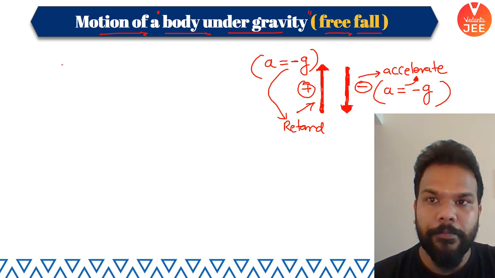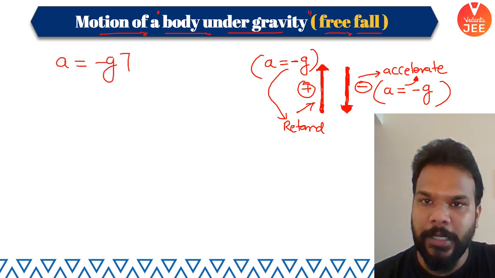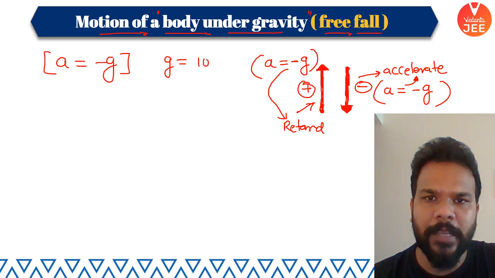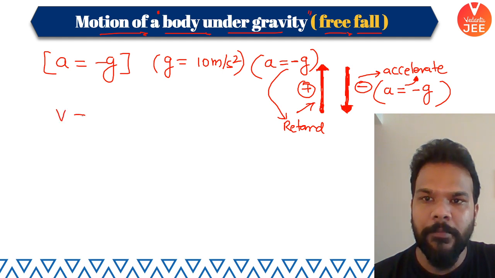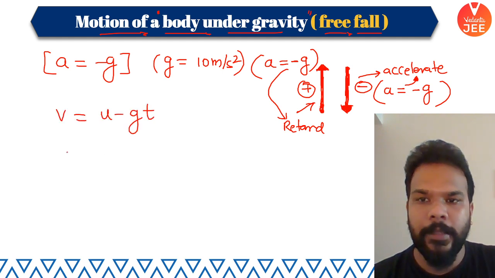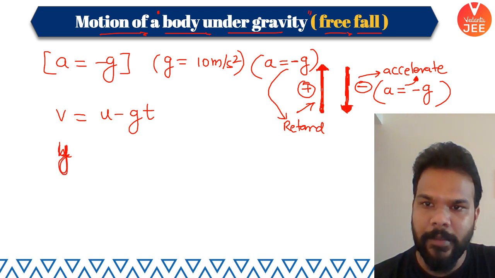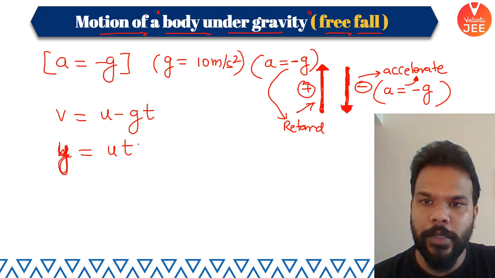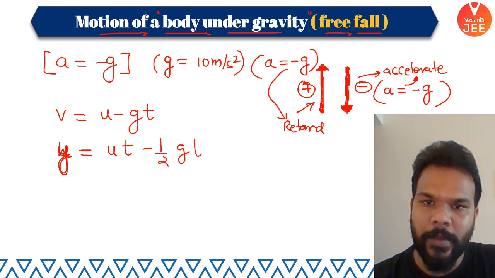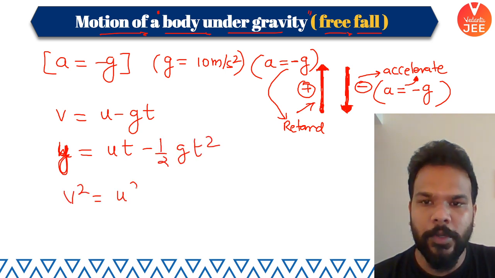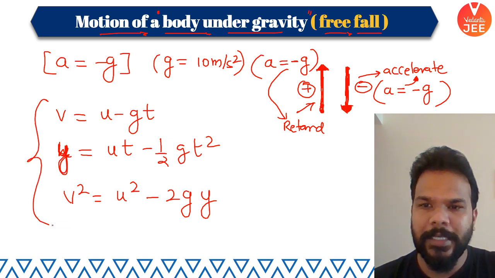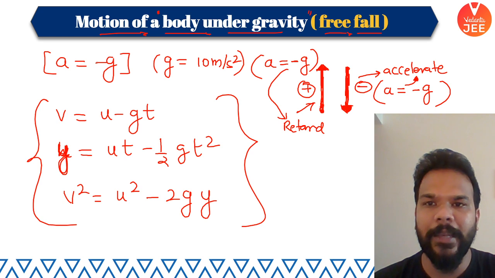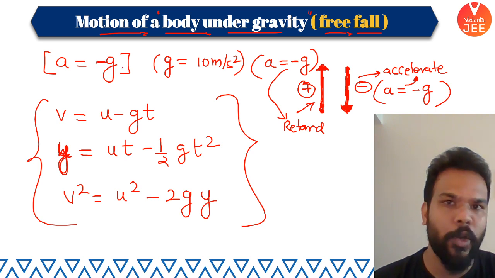So your a is basically minus g, with the value of g most of the time put as 10 meter per second square. Okay, and the equations will become v equal to u minus gt, y equal to ut minus half gt square, and v square equal to u square minus 2 into g into y. y is basically to represent the y direction motion over here. So you can see that the equations of motion are not changing, only the value of a is something that you will now always be aware about.